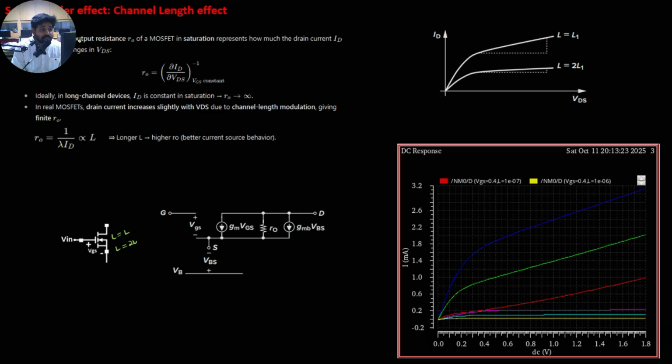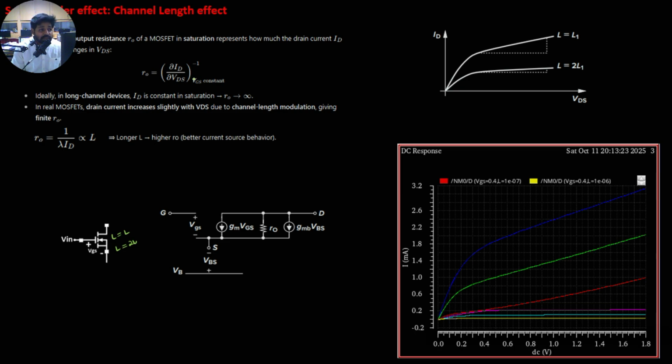As I can see, the small signal output resistance R naught of the MOSFET is in the saturation region. If it is in the linear region, we call it the channel resistance, R on. Here I'm calling it output resistance. It depends on how the drain current changes with respect to VDS. R naught is, as we know, resistance is change of voltage by change of current, so it is 1 upon change of ID by change of VDS when VGS is constant.